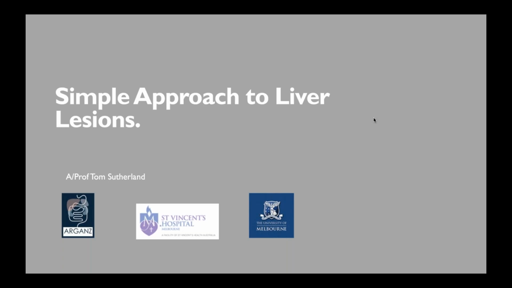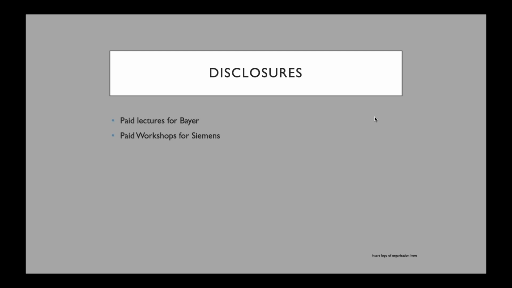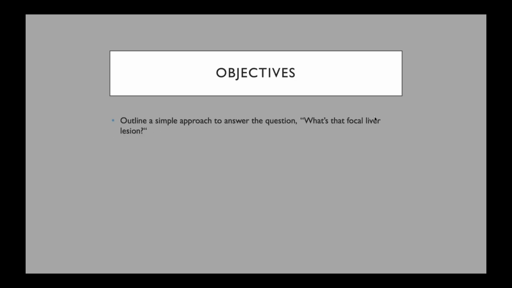And the reality is liver imaging has a bit of a reputation for being relatively complex, although we're all expected to do it. We need to propagate the myth that it's complex to hepatobiliary surgeons and gastroenterologists, so they realise how dependent they are upon us. But amongst ourselves, we can acknowledge that we can have an approach that does make it simple. I've got a couple of disclosures, and really the objective here is to have a simple approach to answer the question of what's that focal liver lesion.